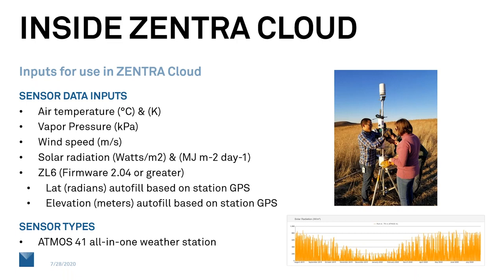The weather station sensor itself is on top of a pole, you can see in the picture with Leo. It has a low profile and can be set up with a ZL6 data logger rather quickly in the field. The graph below the picture shows one of the outputs in ZENTRA Cloud. This one is for solar radiation over a period of a year. So it looks great.